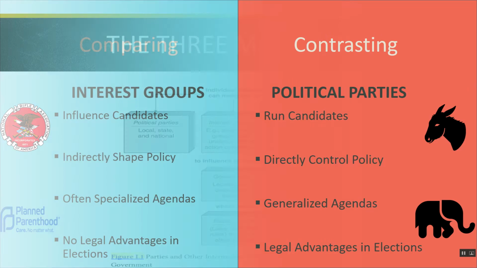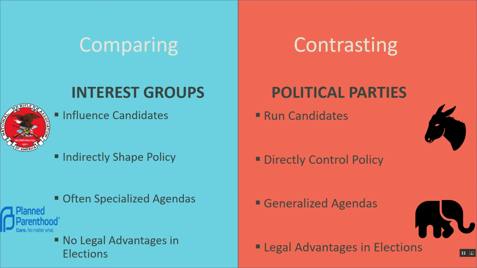And in this lecture, we're going to talk about two of the major types of political intermediaries, political parties and interest groups. So we'll also look at some definitions for each of these terms.